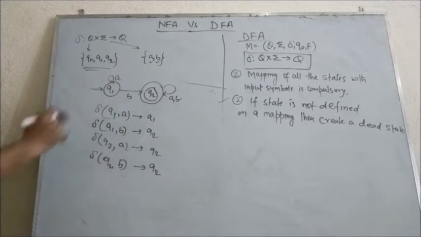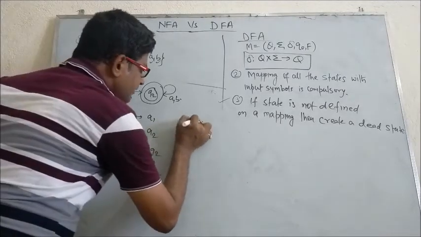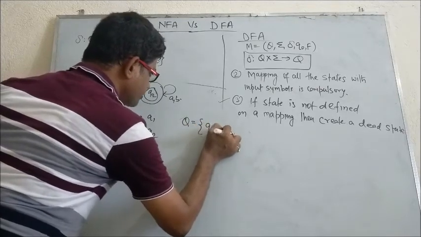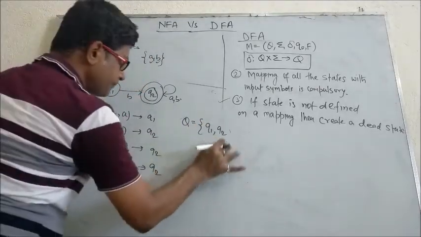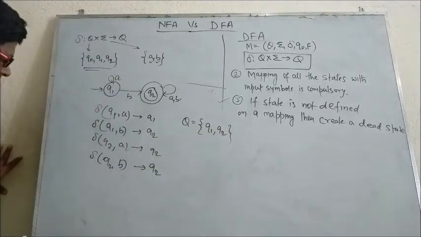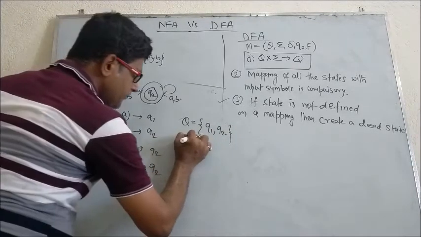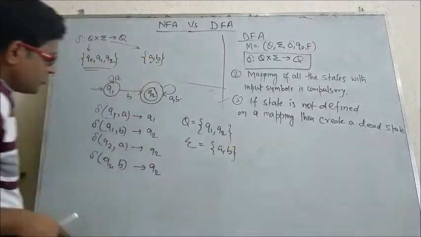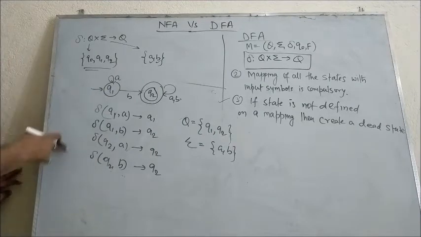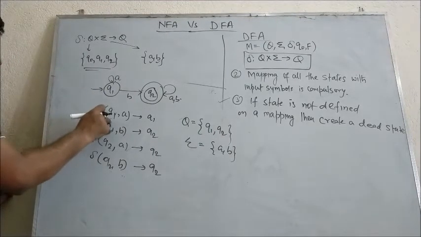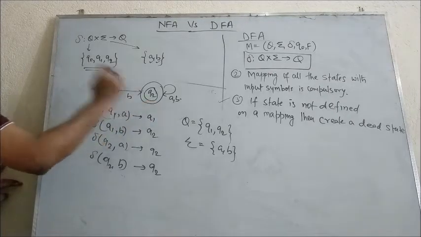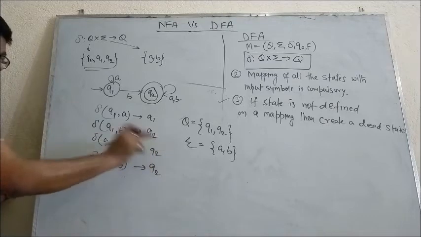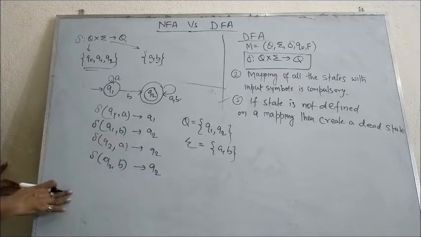Now in this example, how many states are there? That is, what is the status of Q? That is your Q1 and Q2, correct? And what are the input symbols? There are two input symbols, A and B. So how many possible combinations will there be? There will be four combinations. Q1 on A is determined, Q1. Q1 on B is determined, Q2. Q2 on A is determined, Q2, and Q2 on B is determined, Q2.